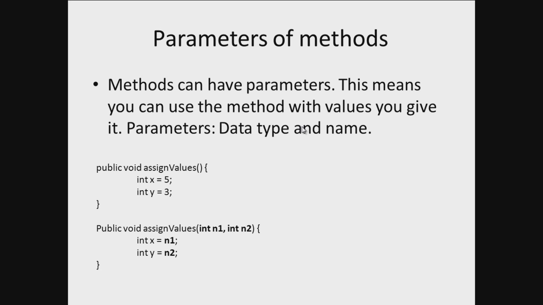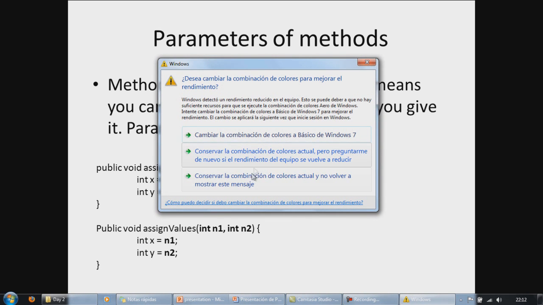So here we've got our assignValues method we used last time, which creates two variables, one called x, which is assigned the value 5, so 5 goes into x, and another one, y, with the value 3. However, every time you run assignValues, these same variables will be created, and this may not be very useful. By the way, the capital letter in public is wrong, it should be lowercase.